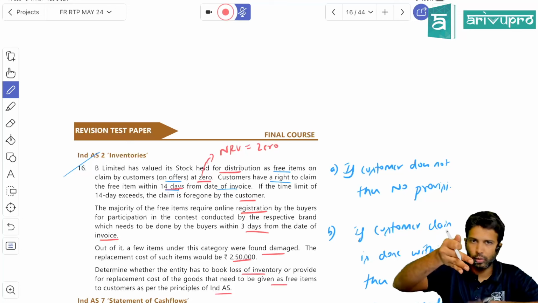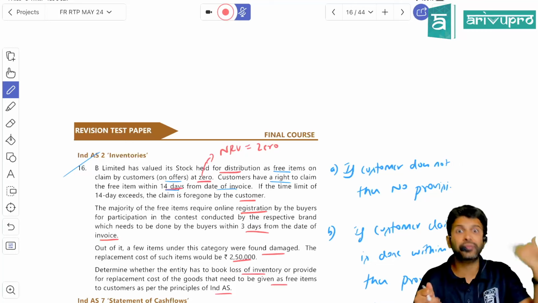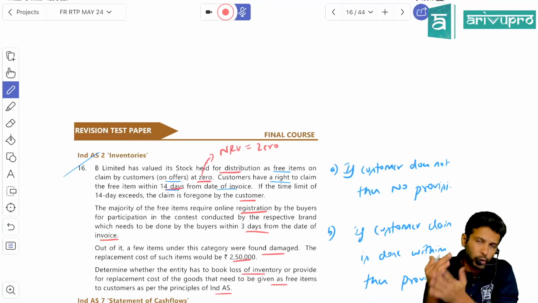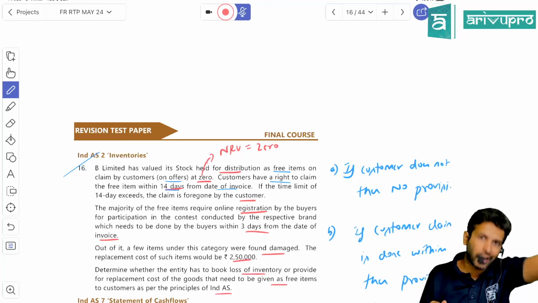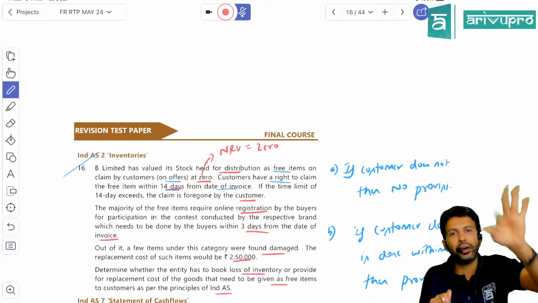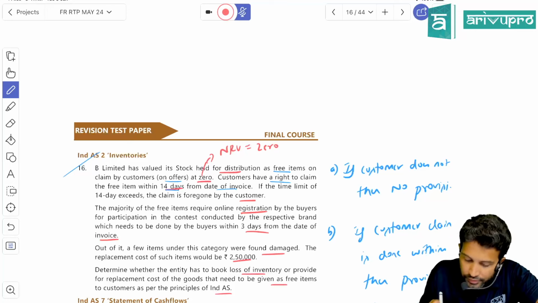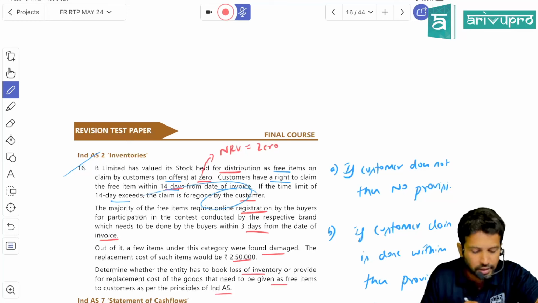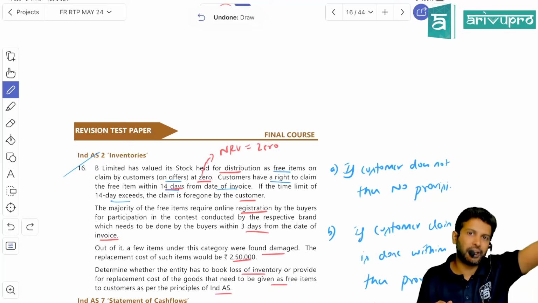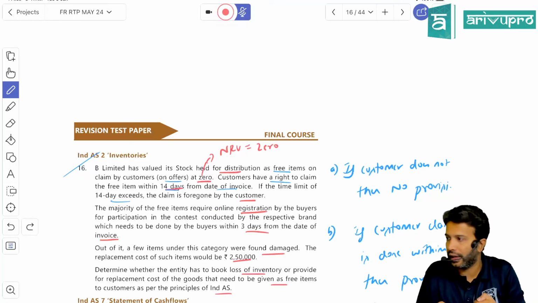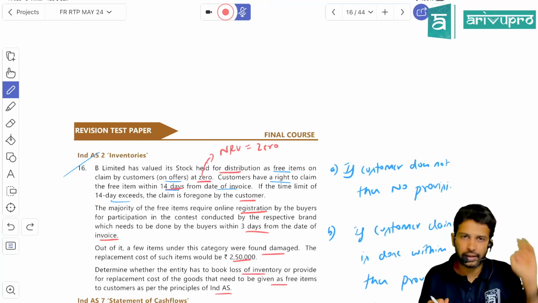So today, if he buys the goods, within 14 days, he has to ask for that free item. It's not automatically given to him. Within 14 days, he has to put a claim saying, I want this free item. Then only we will give it. That's one condition. If the time limit of 14 days exceeds, the claim will have to be foregone. So if the customer does not claim for this free item within 14 days, we will not entertain it. Okay, that is one.